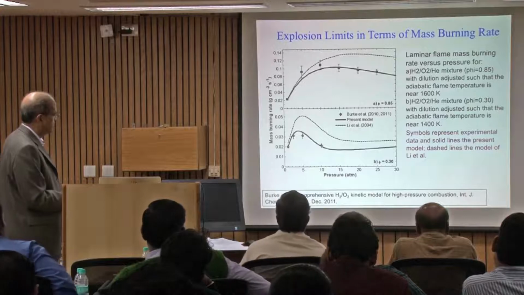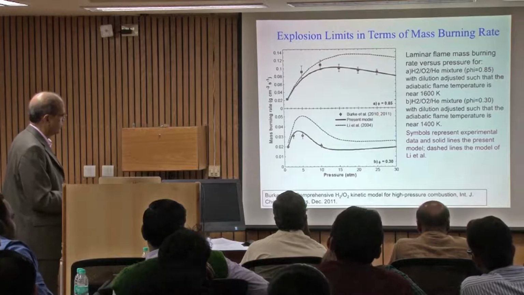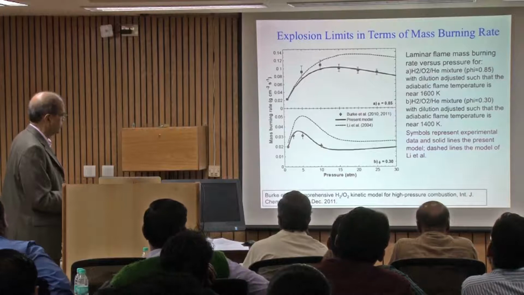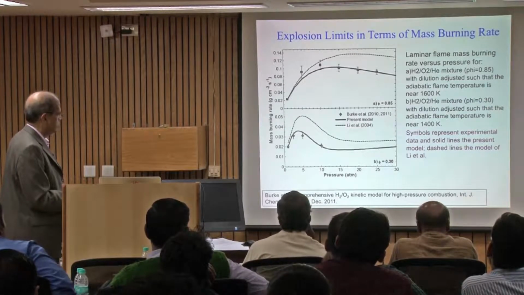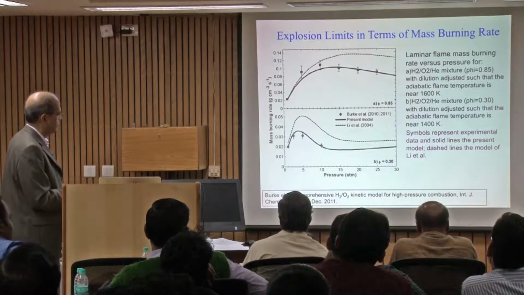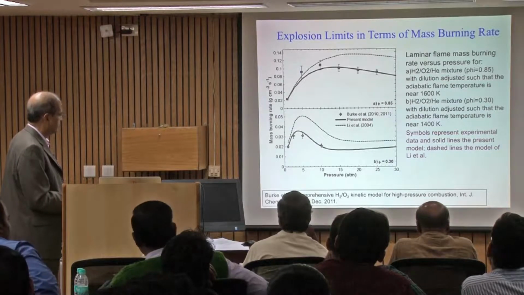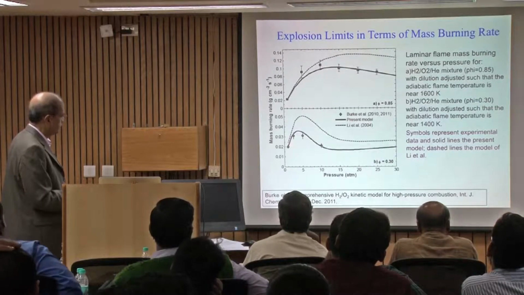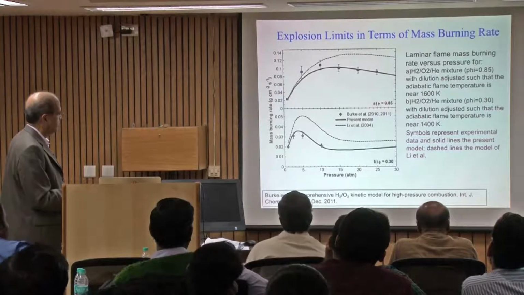This is a later result, from Princeton, Burke et al. He was a PhD student at Princeton. Lee also, I think, was at Princeton. So this work was published by Burke. The present model is not ours; it is in this paper. So you observe similar behavior here. Now phi is 0.85.